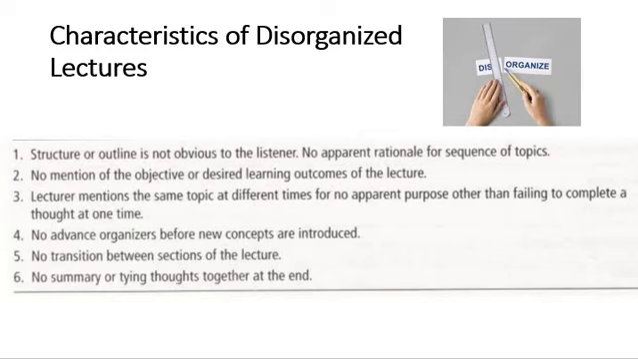So these include a structure or outline that is not obvious to the listener and no apparent rationale for the sequence of topics. Another thing is there is no mention of the objectives or desired learning outcomes of the lecture. Diba? Sabi natin, objectives are very, very important because this would be our basis for our entire session.